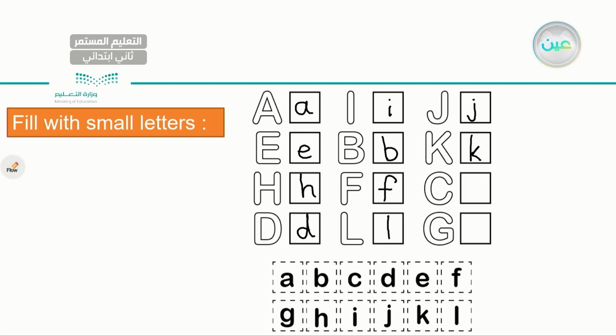Small k. Excellent. Next one, capital C. Small c. And the last one here, I have capital G. Small g. Very good, my dear student.